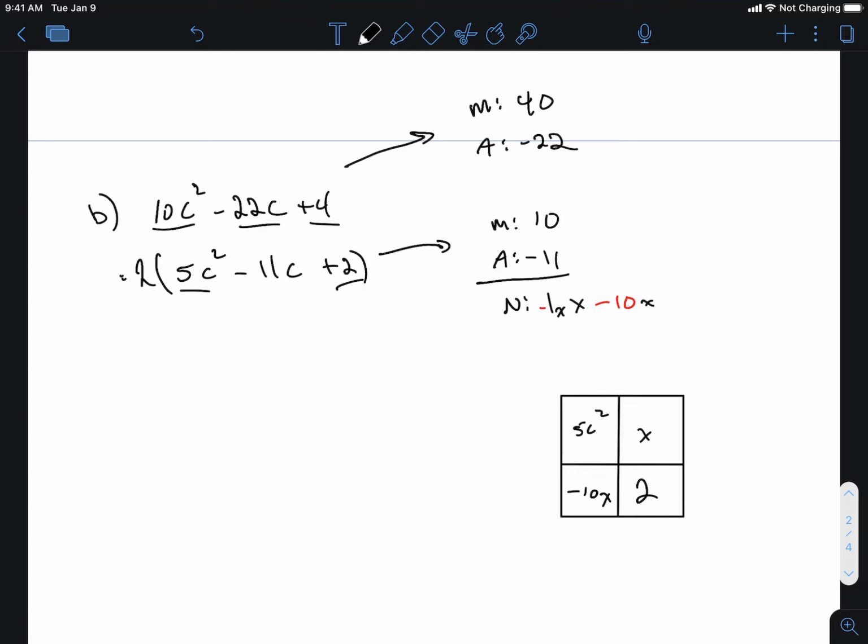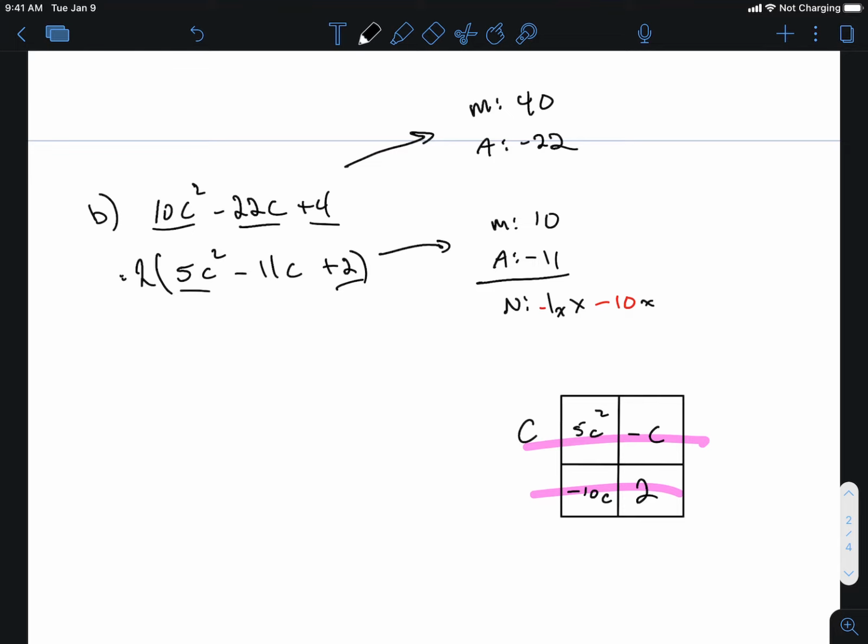And now I'm just going to try and fill in the sides. So horizontally, sorry, what did I do? I'm mixing x's and c's again. Don't do that. They're all c's. Okay? So then work horizontally. What's common between 5c squared and c? Forget about the negative. We'll deal with the negatives after, remember? Just a c. What about 10c and 2?